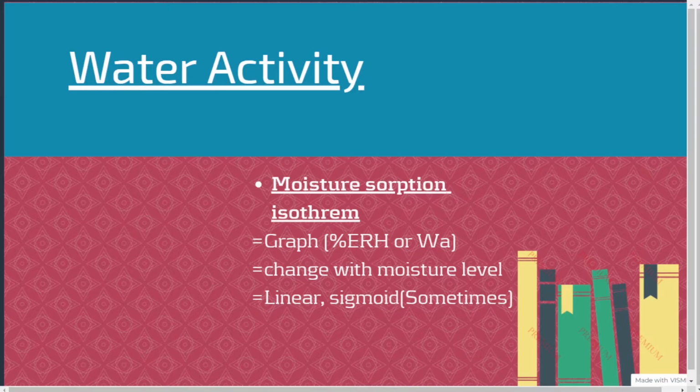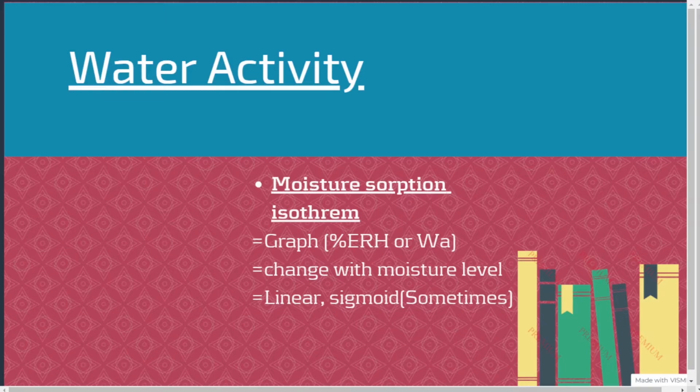Now what basically is ERH? We all know it is equilibrium relative humidity. This moisture absorption isotherm basically represents percent change in equilibrium relative humidity. Simple as that. Now this moisture absorption isotherm changes with the moisture level.